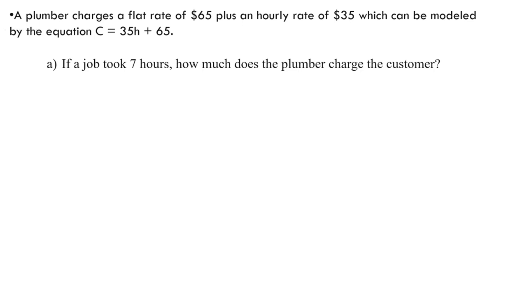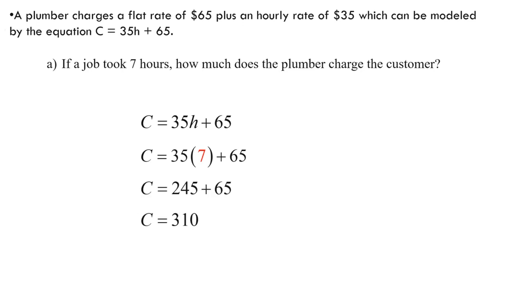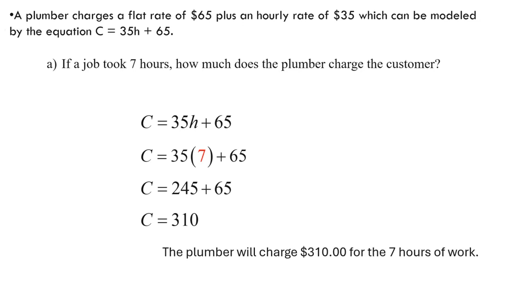If a job took 7 hours, how much does the plumber charge the customer? So C is the cost, H is the number of hours worked, and we're being told that the number of hours worked is 7. So we replace the H with a value of 7 and further simplify it until we're given a final cost of $310 for the 7 hours work.